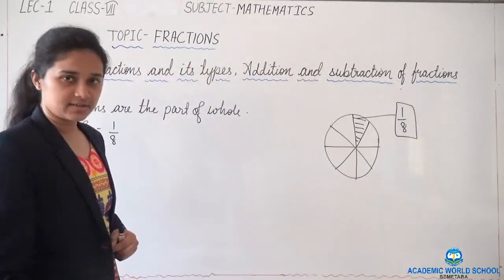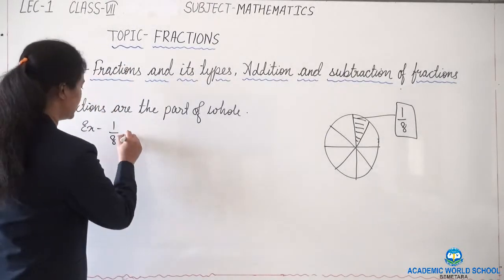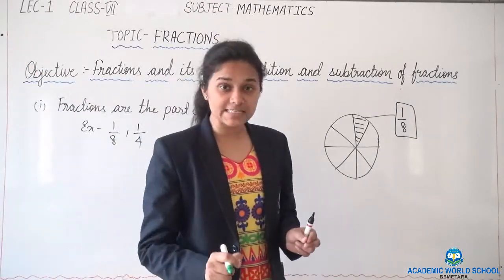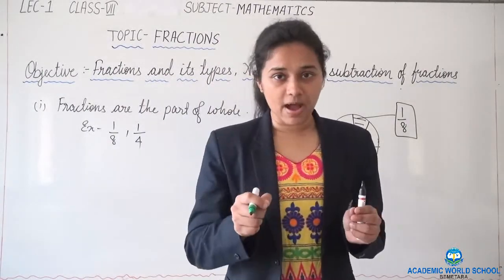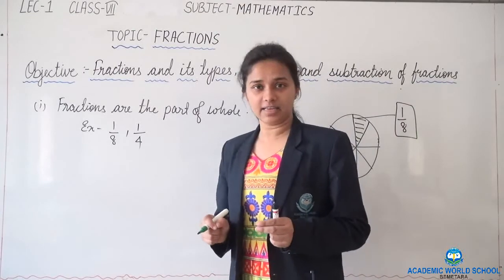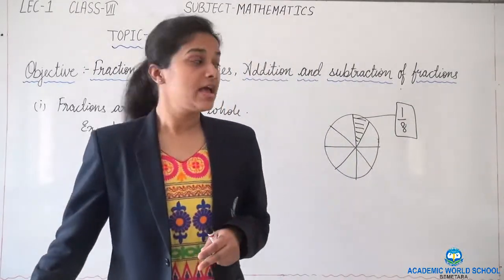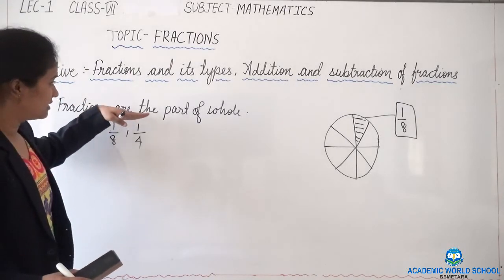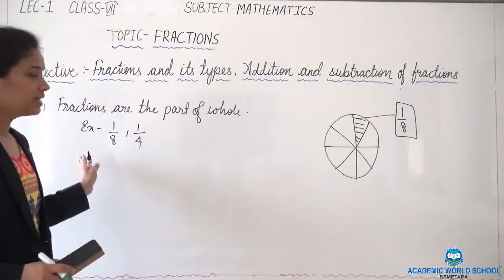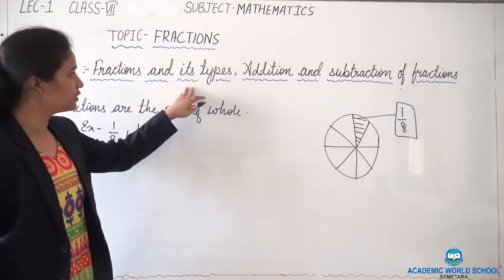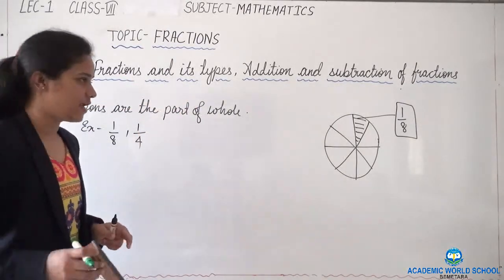If I divide a circle into 4 equal parts, then each part will be 1 by 4. So to find fraction, it is necessary that the parts should be divided equally. There should not be any uneven distribution. So fractions are the part of whole. This is very clear. Now, what is the second thing we are going to do is the types of fractions.